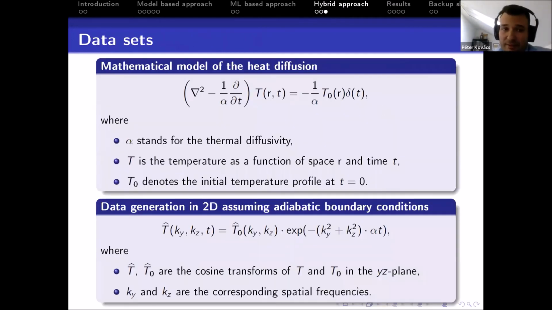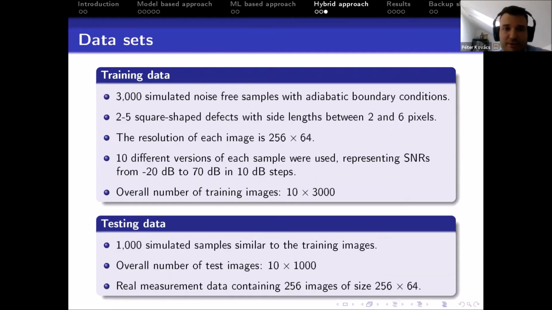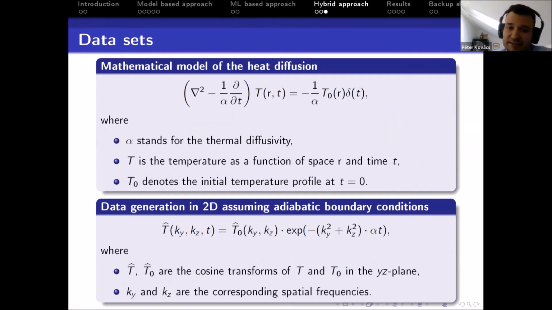Okay, but how can we generate training data for the network? So, after having discussion with Peter and with Maya Günther, we decided to consider the heat diffusion equation and solve it for adiabatic boundary conditions. In this special case, the differential equation has an exact solution, which can be simply defined by this formula.